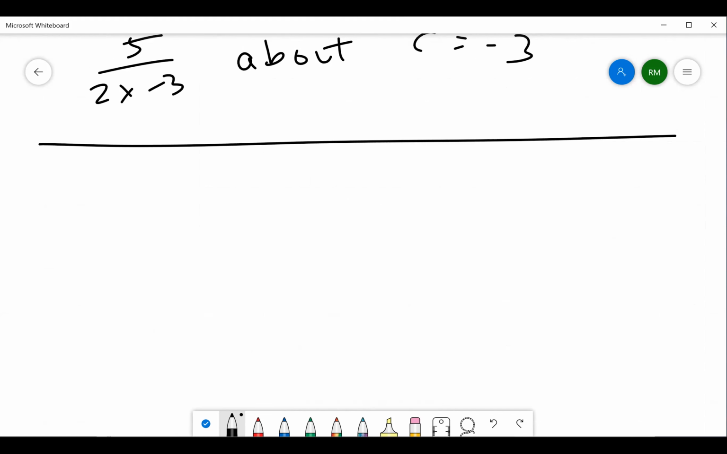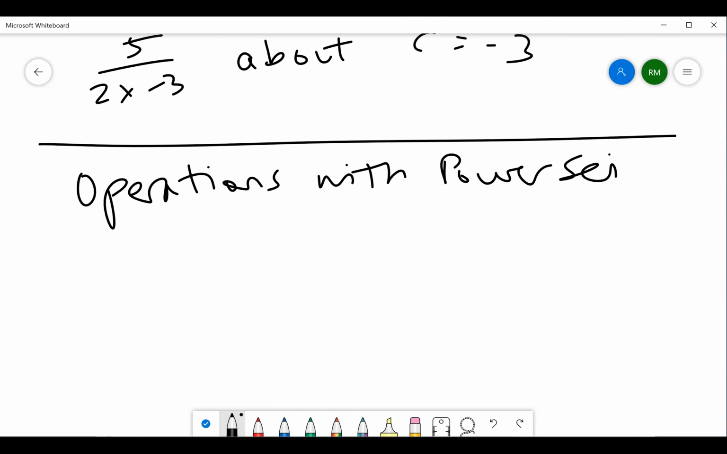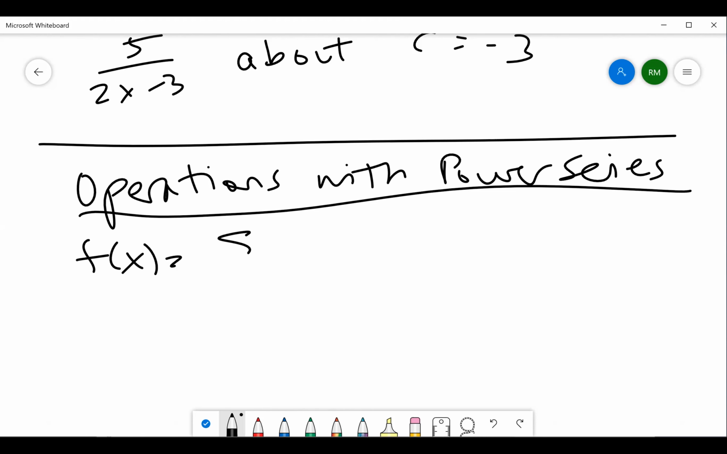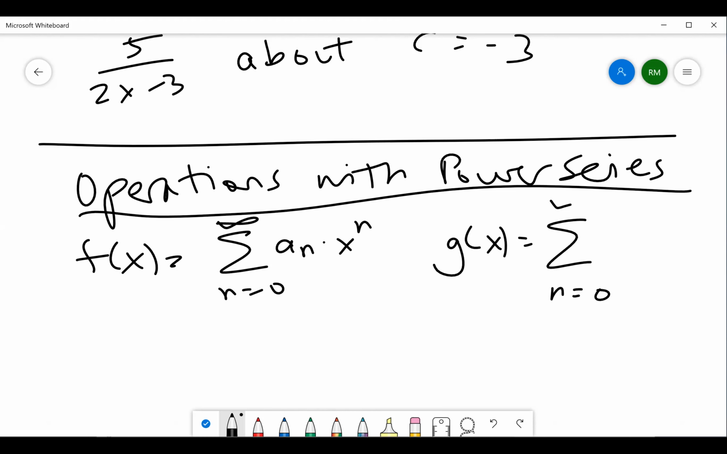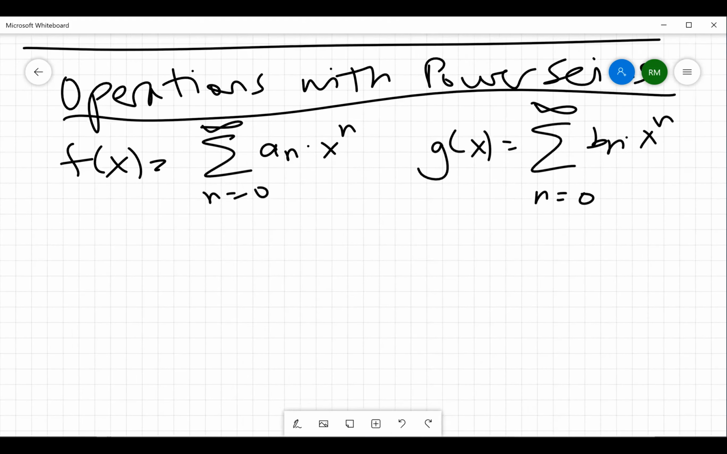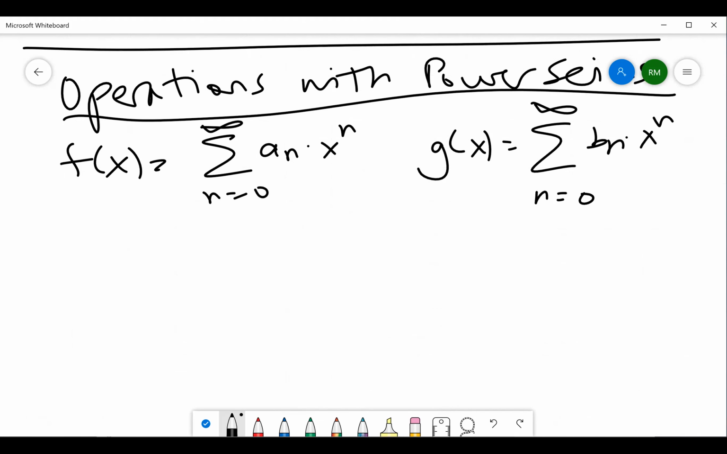Now we're going to transition on to what are some operations we can do with power series. That is, if I have some power series, what can I do? So there's a lot of things you can do, but I'm going to describe what they are right here. So we're going to assume that f has the following form, and g has this form. Okay. And it works equally well with power series centered at numbers that aren't 0.